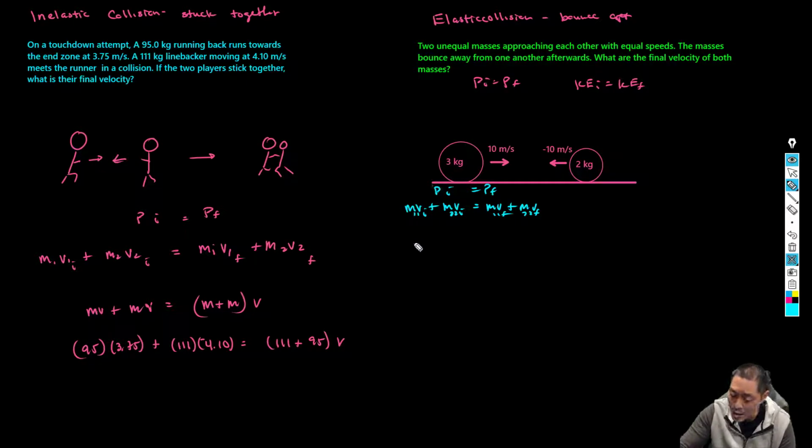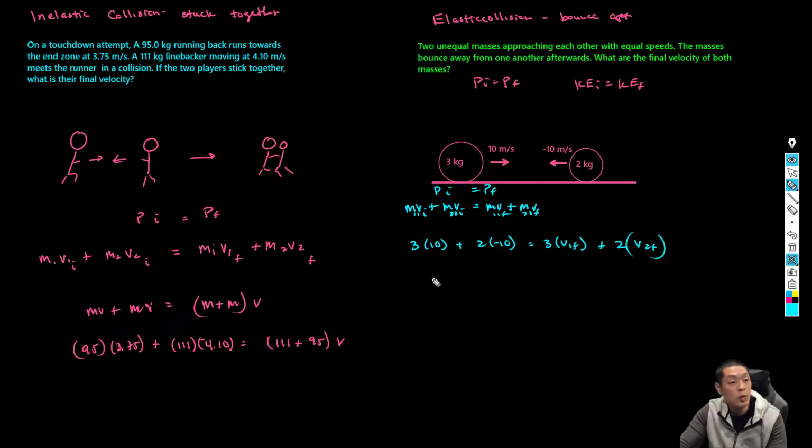So for this one, I have 3 times 10 plus 2 times negative 10 equals 3 times v1f plus 2v2f. Now you will see really quickly that here you have 2 variables, 1 equation. So it's not as simple as this one. So you're going to have to do a little bit of work. In this case, you're going to have to do kinetic energy. I like to do it a little bit differently. Technically, kinetic energy is 1/2 mv squared final equals 1/2 mv squared initial.